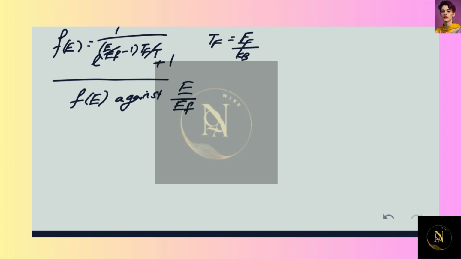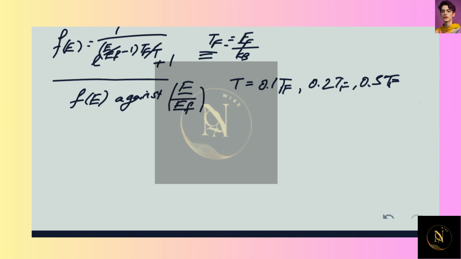Now we actually substituted in over here TF, which is defined as EF, the Fermi energy, divided by the Boltzmann's constant. So it is still a constant. And we want to plot this curve across various values of E over EF for different values of t. So we want t to be 0.1 times TF, 0.2 times TF, and 0.5 times TF.